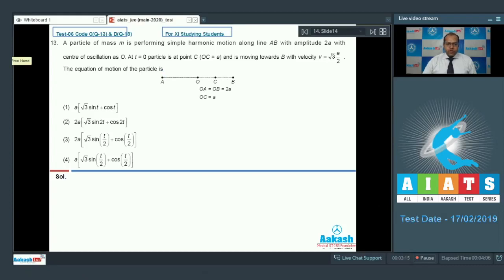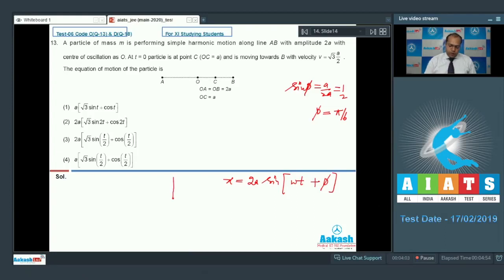We know that the equation of SHM is given by x is equal to A, that is 2a, into sine omega t plus phi. So we have to find out the value of omega and the value of phi. Initially the particle is at a displacement a from the mean position, so sine phi is equal to a divided by 2a, so it comes out to be half. So the value of phi is 30 degree or pi by 6.